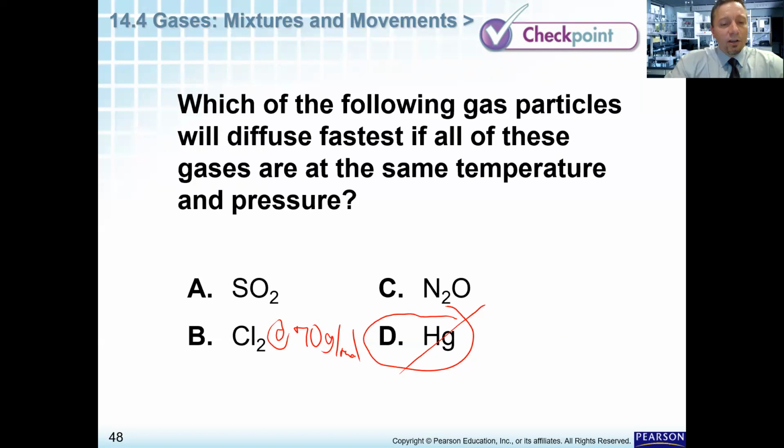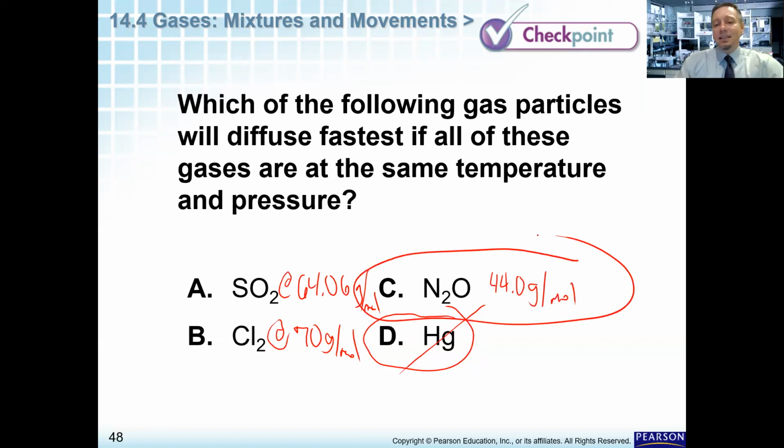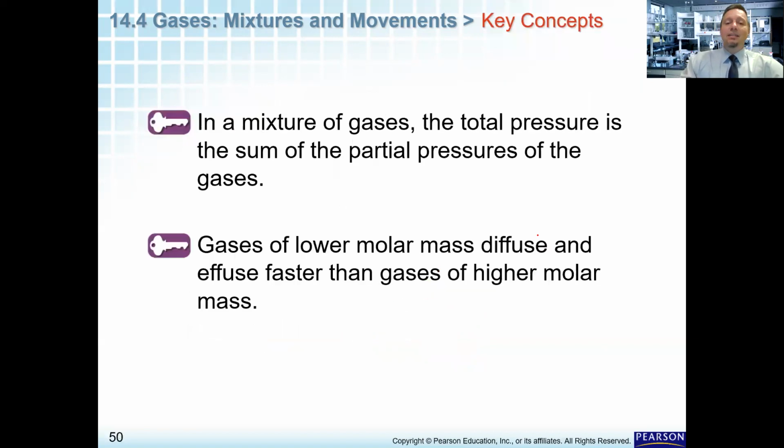For SO2 we have 32 and 32, so about 64.06 grams per mole. And then here we have 28 and 16, so basically 44 grams per mole. So you should pick C on that. It's the smallest one, and that is the correct response.